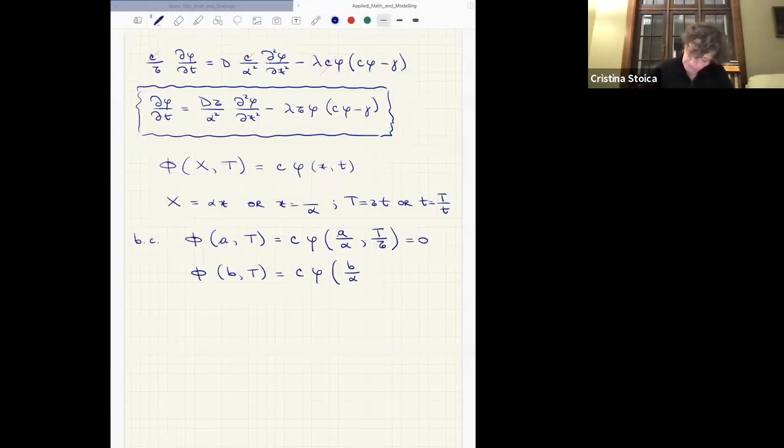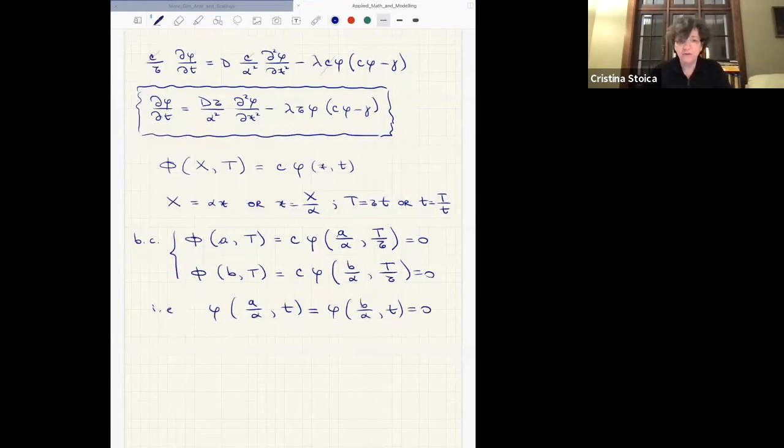So this is again 0. In other words, what we get is phi in a over alpha, and then little t, equals phi in b over alpha, and then little t equals 0. So that's the boundary condition.